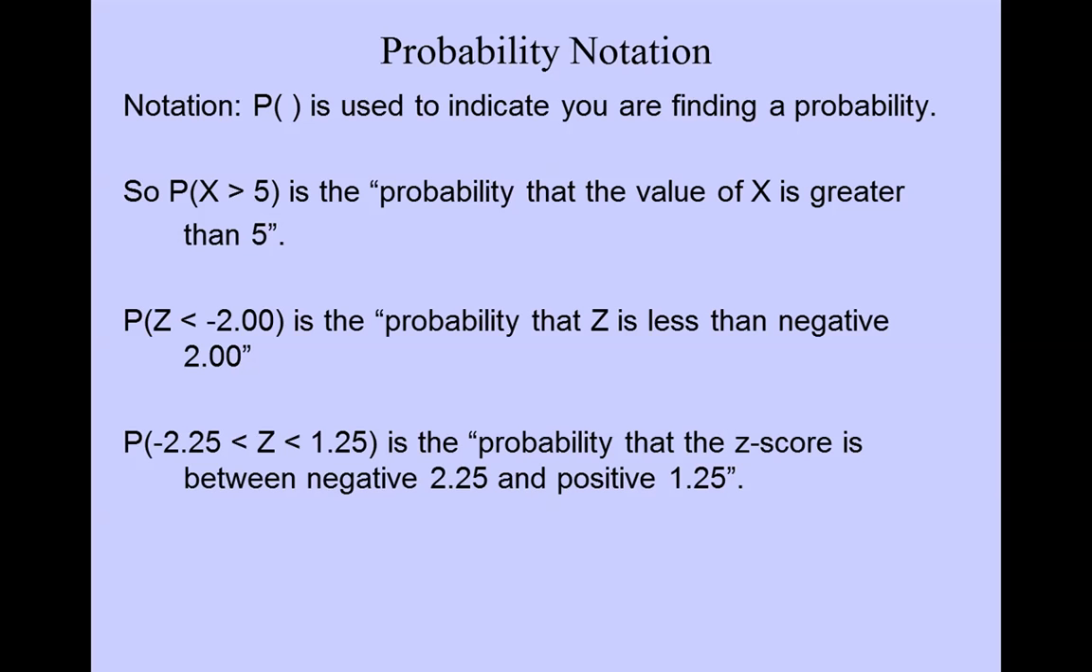Let's mention some notation. When you see P with something following in parentheses, this is used to indicate you are finding a probability. So P(X > 5) is read as the probability that the value of X is greater than 5. This notation would be read as the probability that Z is less than negative 2 in the middle. And the last example is just the probability that the z-score is between negative 2.25 and positive 1.25.